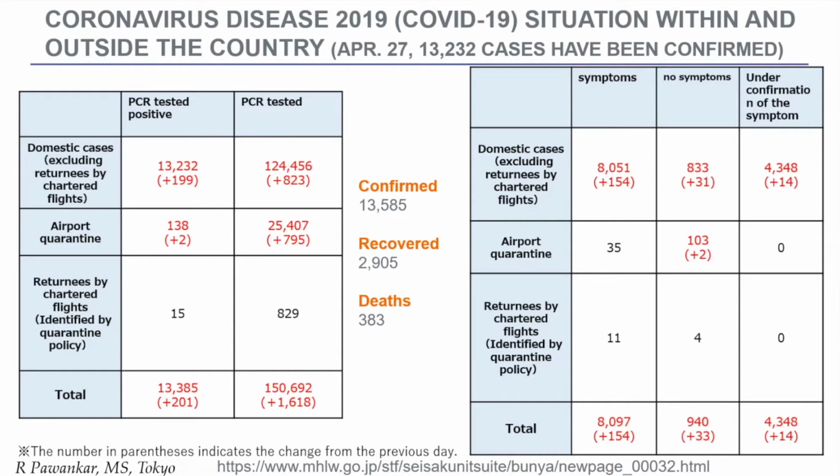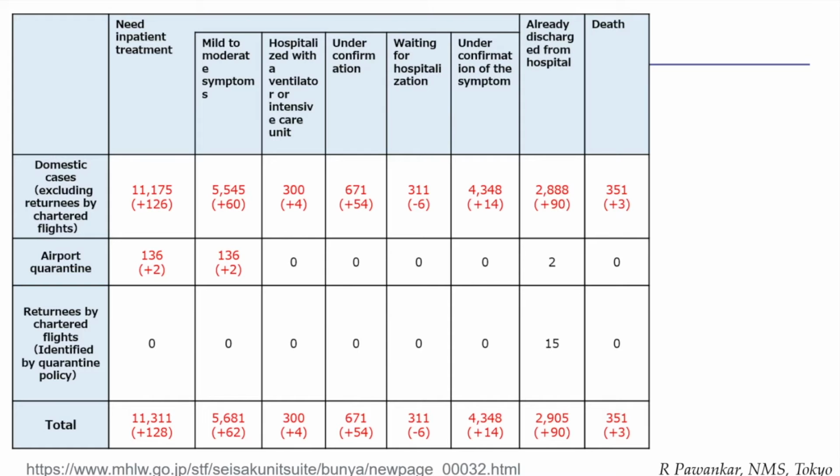And then it also shows the breakdown of those who had symptoms and those who had no symptoms. And then the total number is over 13,000, recovered almost 3,000, and deaths almost 400. It shows that within this number of cases that were positive, how many had mild to moderate symptoms, how many had more severe symptoms, which even required the use of a ventilator or intensive care unit.